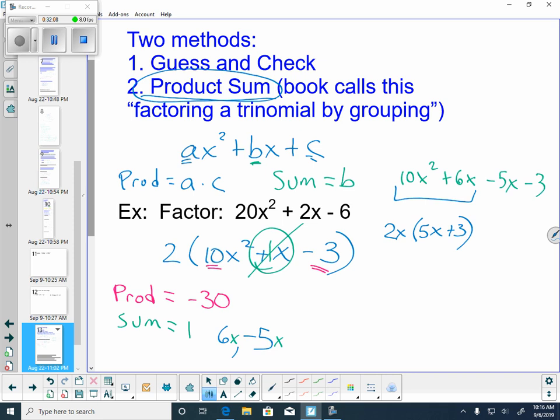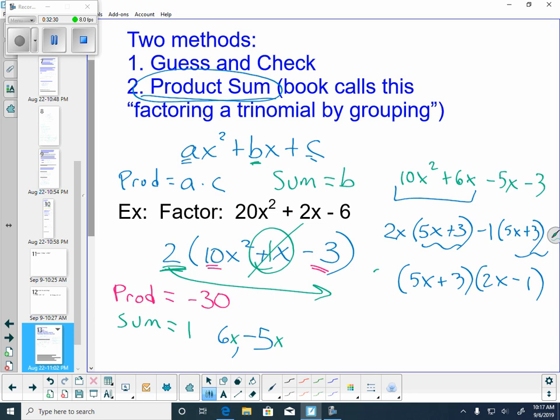A negative 1. I can either factor out a 1 or a negative 1. I would choose to factor out a negative 1 so that my two parentheses will match. Agreed? And so then I'm going to have 5x plus 3 times 2x minus 1 as my answer, but don't forget I had this 2 that I factored out originally, so he's got to be along for the ride. So this is going to be my final answer.